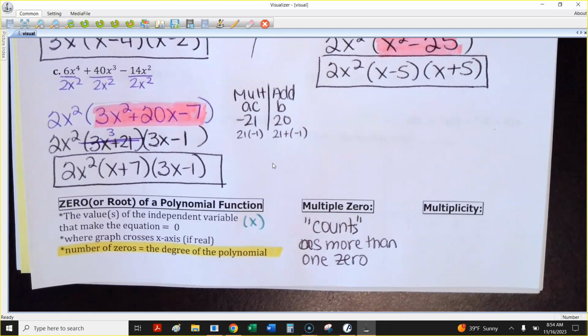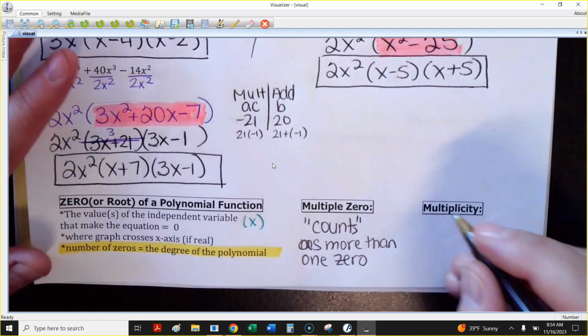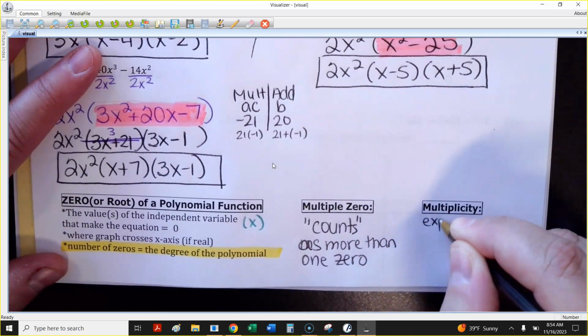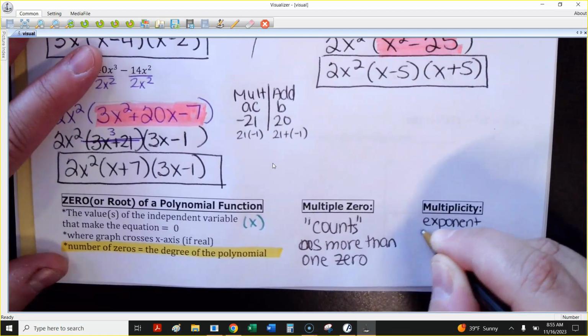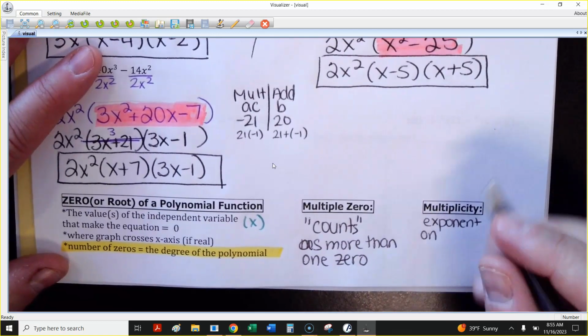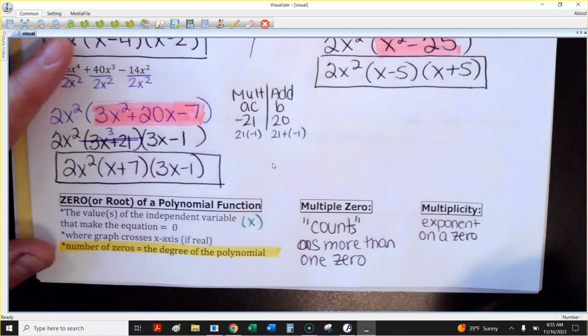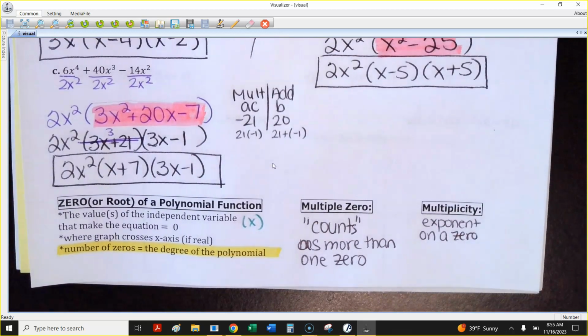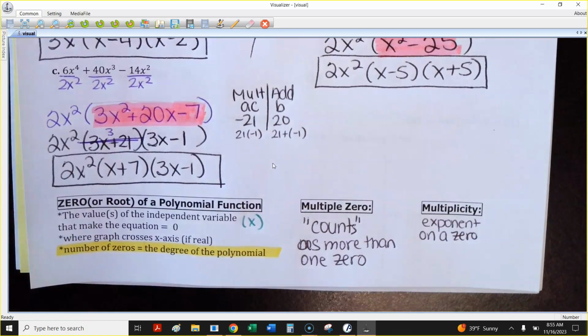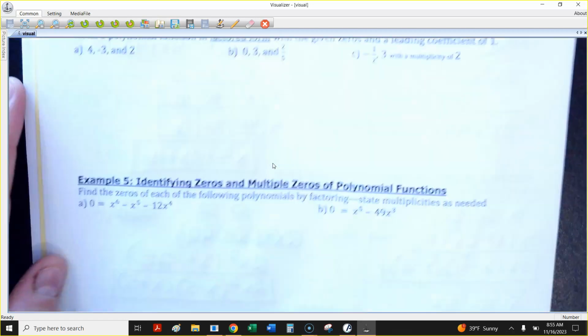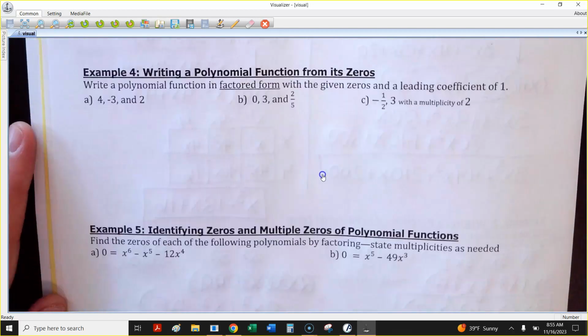And the number of times that it counts is called its multiplicity. So the multiplicity is, you're going to see this on the back, an exponent on a zero. Basically, it's going to be an exponent on your zero. So it's going to be outside of parentheses, or it can be on an x, just a plain x, but we're going to see that on the back.